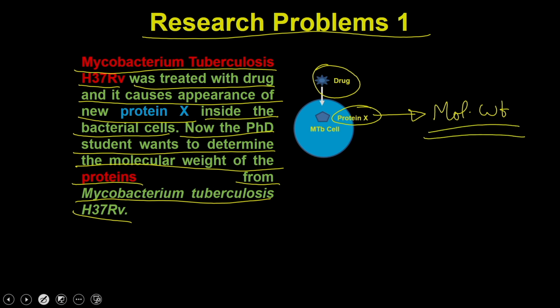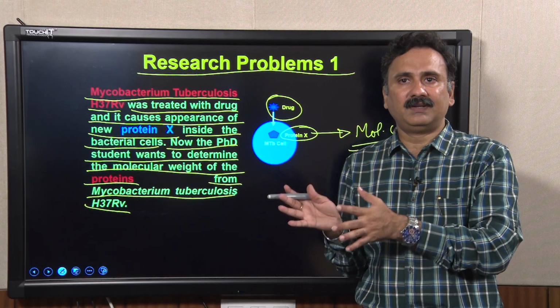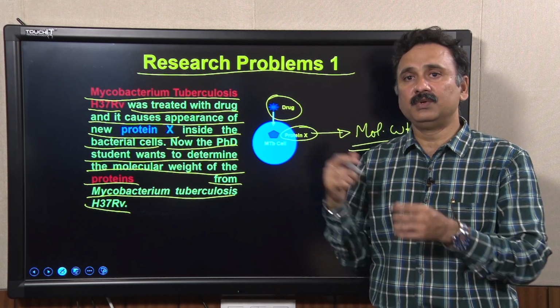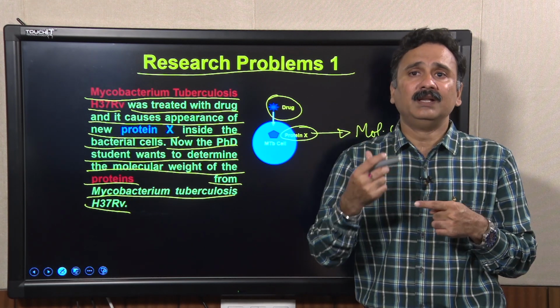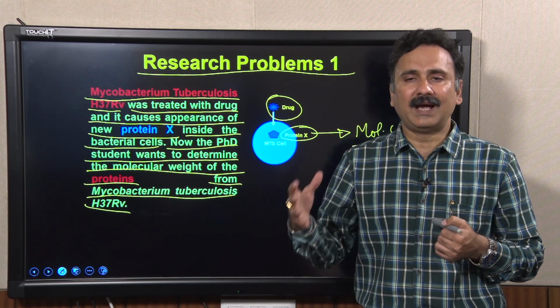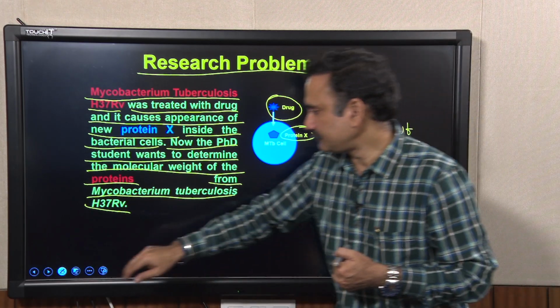And how to do that? You can do that simply by designing a suitable experiment, because here you want to know the molecular weight of the protein, and that is how you can utilize the electrophoresis. Let us see how to do that.